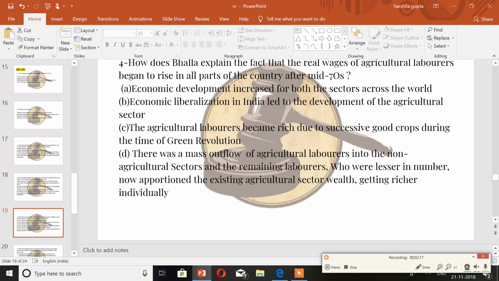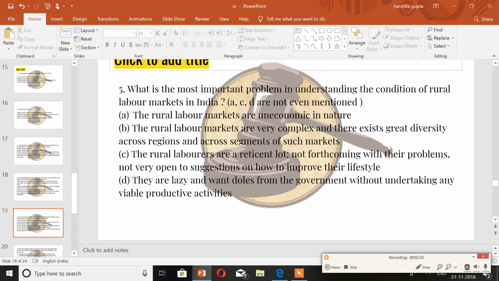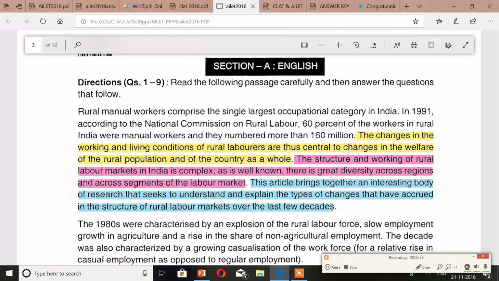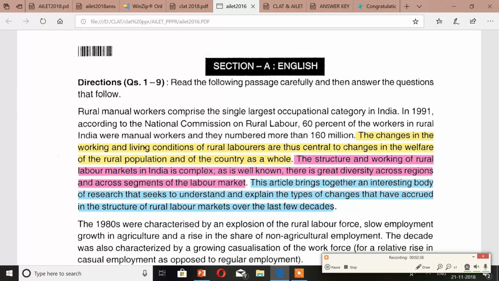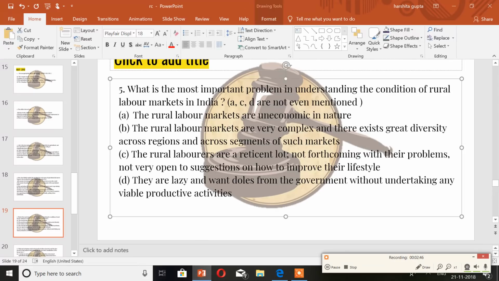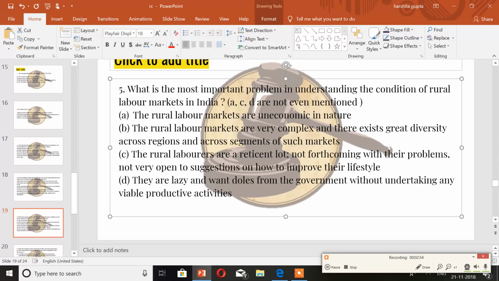Now, if we move on to another question: what is the most important problem in understanding the condition of rural labor markets in India? It is mentioned that the structure and working of labor markets is complex and well known, and there is great diversity across regions. So it is mentioned in option B. But it doesn't really tell why it is the most important problem. So how can we derive the answer B?